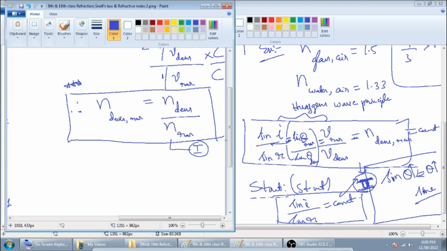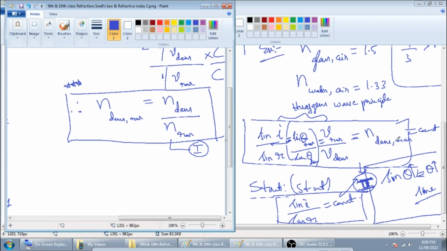So that way, the refractive index of any denser medium with respect to any rarer medium can be easily determined, provided we know the absolute refractive indices of those two given media. That's the importance. There is no inversion here. Because of the direct relation, denser with respect to rarer is what? Denser by rarer. Easily can remember. Even this is also not difficult to remember.